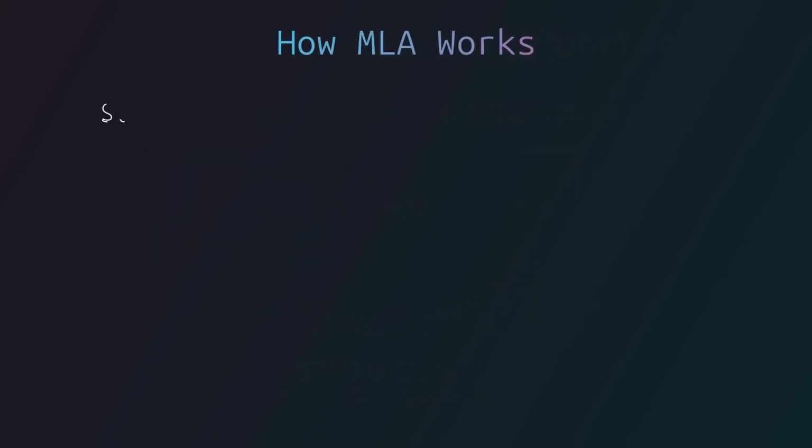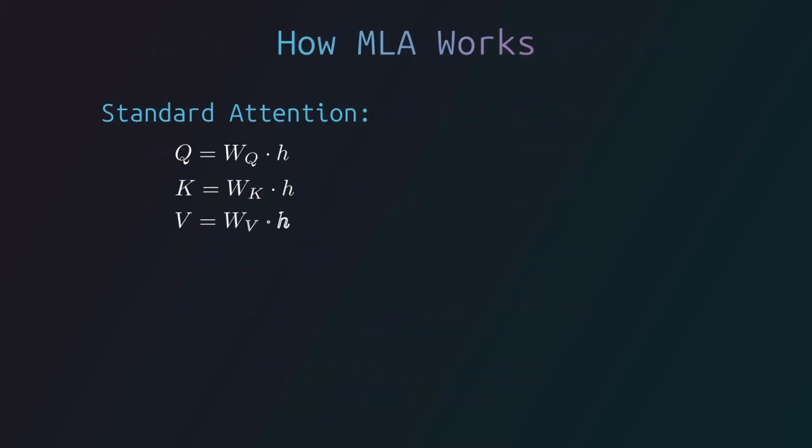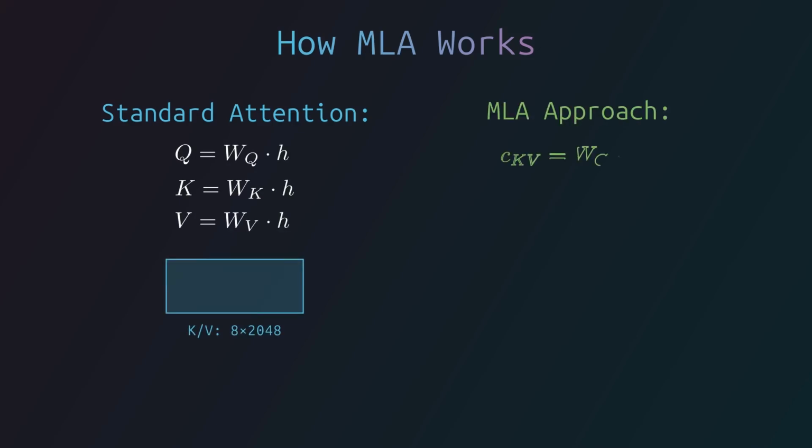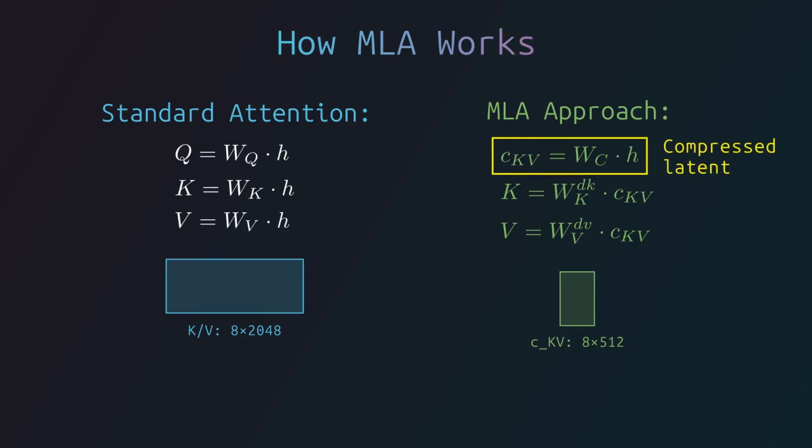Behind the visuals, MLA keeps the familiar pattern of projecting the hidden state into queries, keys, and values, but it introduces one extra projection into a compressed latent space. On the left, we briefly remind ourselves of standard attention. You project into queries, keys, and values, run attention on the keys and queries, and mix values based on the scores. On the right, we show the MLA version, where we first map hidden states into a smaller latent vector, and then use that latent to generate the effective keys and values for each head.